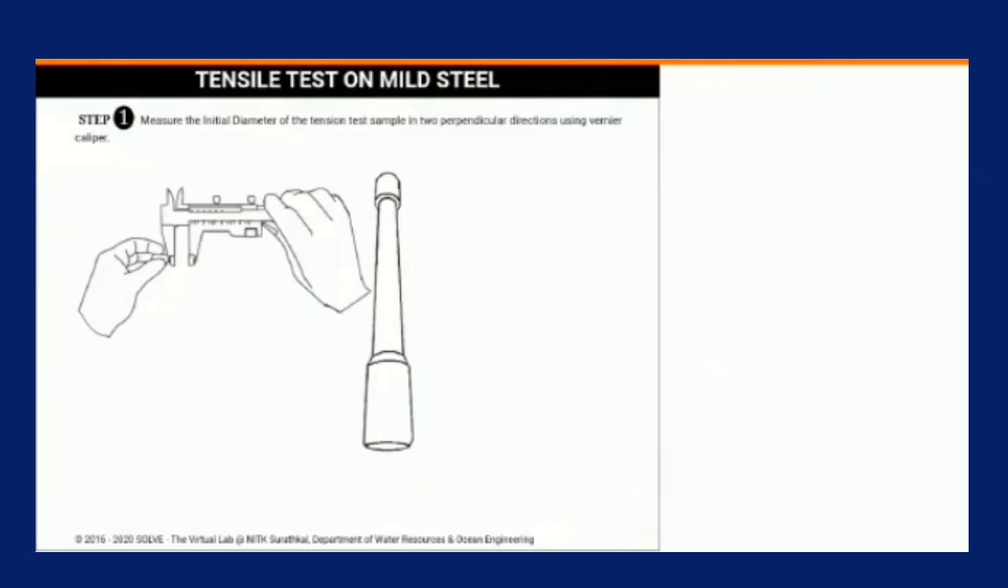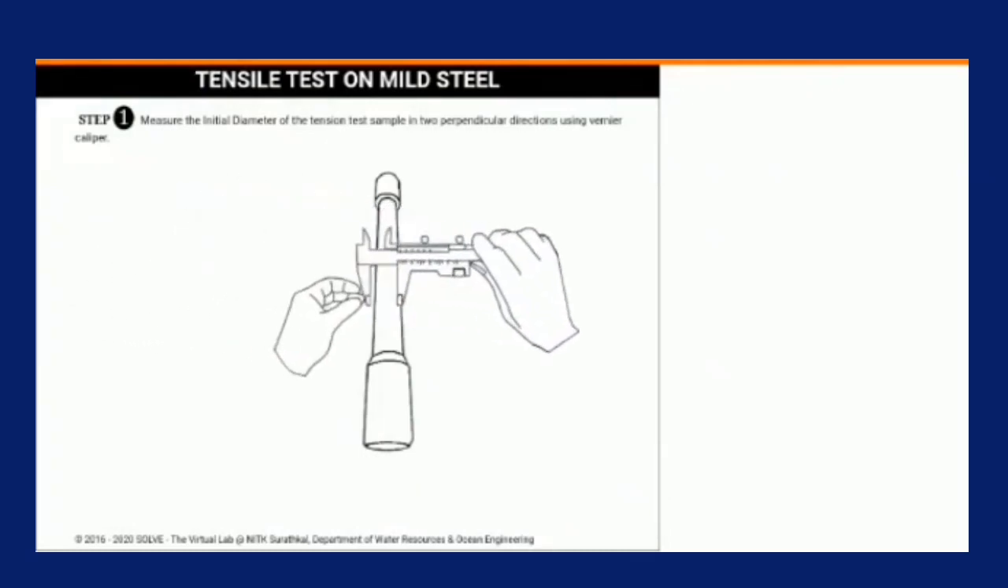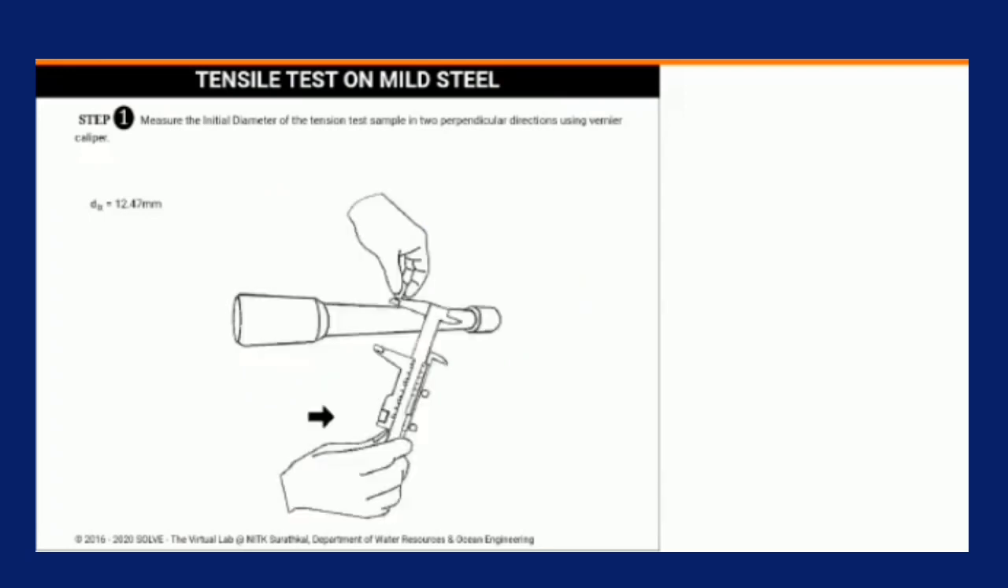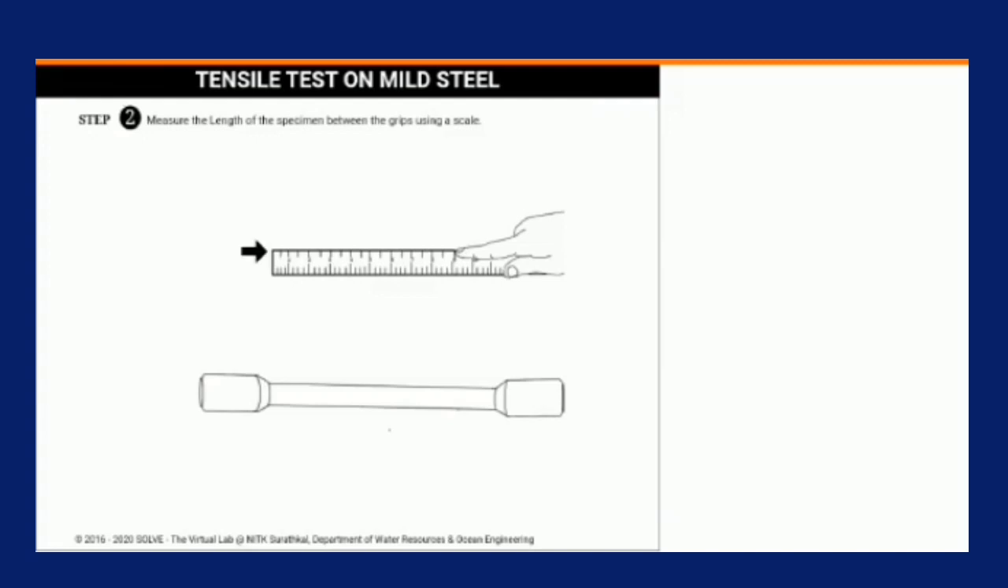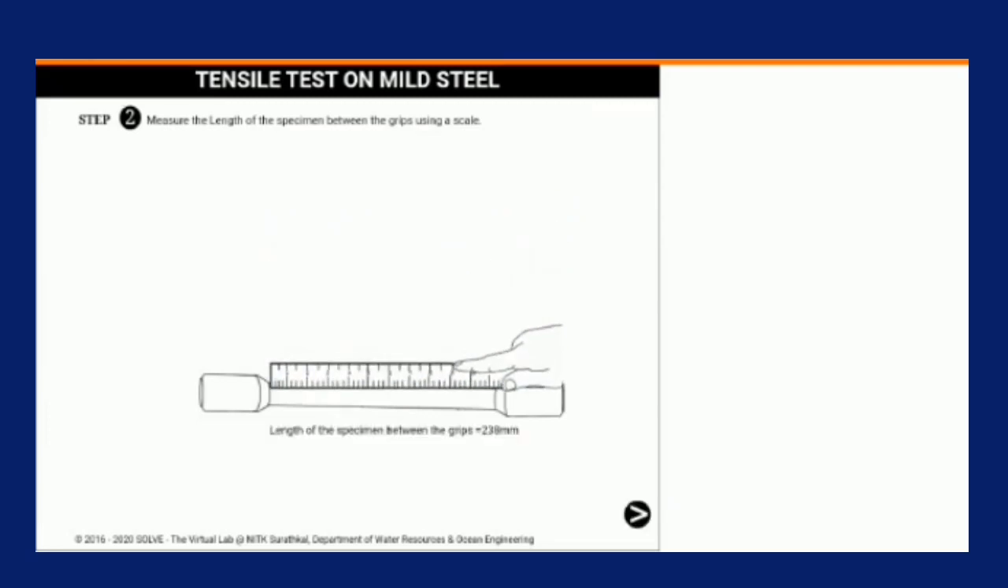Step 1 on the tensile test on mild steel: we measure the initial diameter of the tension test sample in two perpendicular directions using vernier calipers. The distance we get is 12.47. Next, step 2, measure the length of the specimen between the grips using a scale.